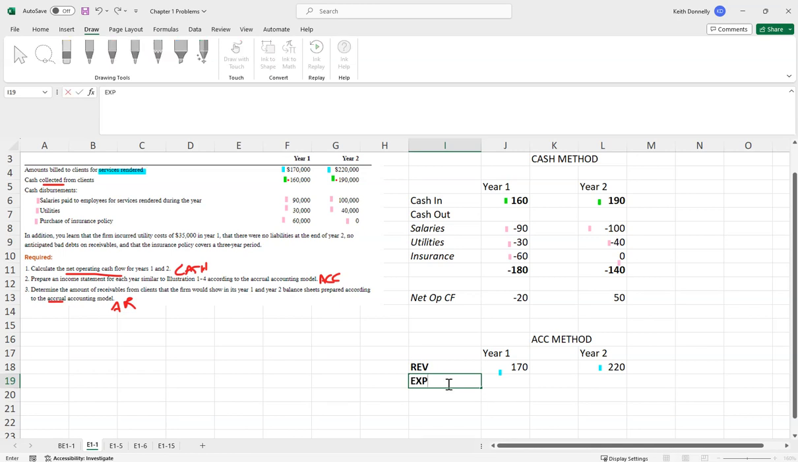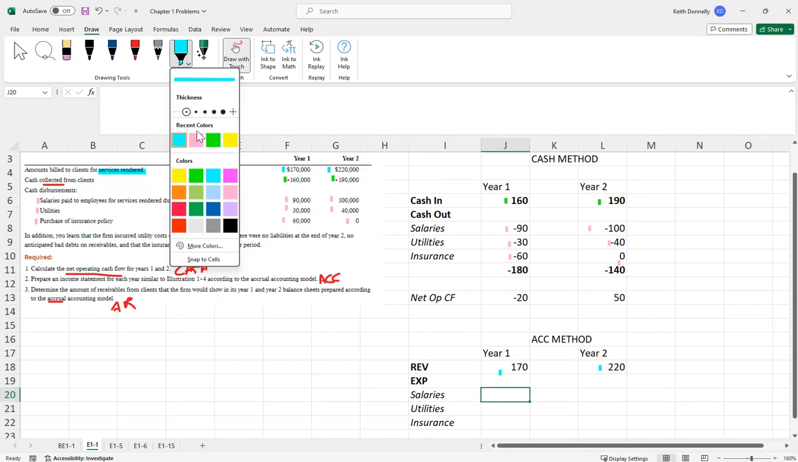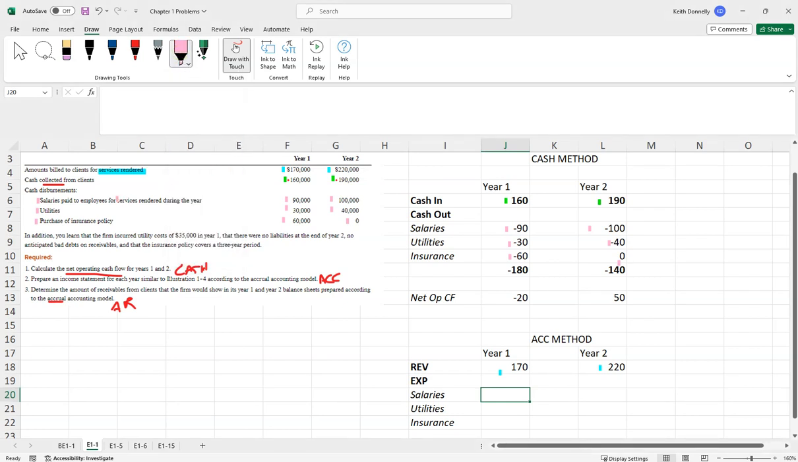Then we have to back out our expenses. We don't use cash in, cash out. We use revenues and expenses. And again, we're going to have the salaries, the utilities, and the income. But how much do we do for this? Let's dig into this for a second. For the salaries, remember, we only take expenses when we incur them. That was for services rendered during this year, so we can use the pink numbers. When we paid it happens to align with when we incurred it, so we can use -90 and -100.